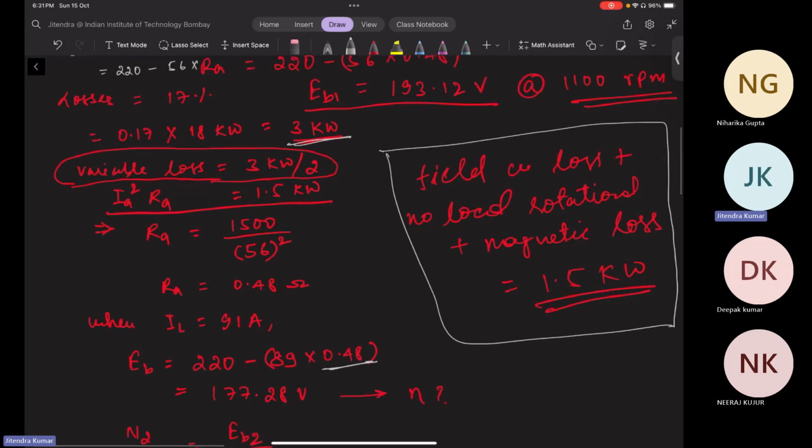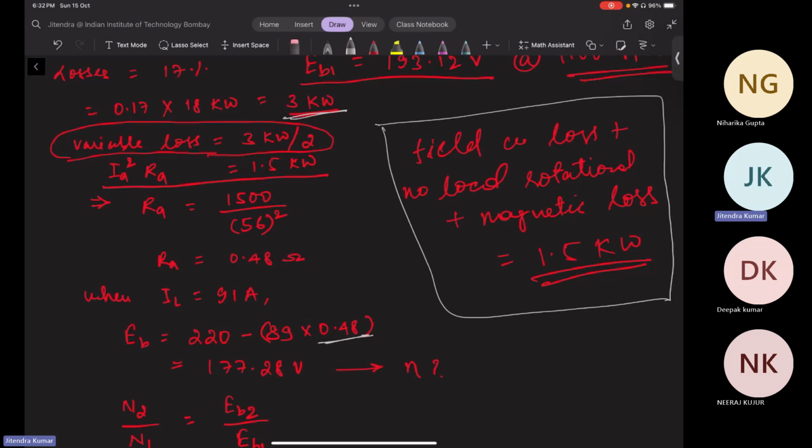Now we will straight away see what we do. Okay, so we have these losses. Now the rest loss is 1.5 kilowatt, and based on that, we are calculating IA square RA. Okay right? So that will give RA, and that RA value is correct. Now, with this loss and plus IA square RA at 91 amps, we will add, and that will give us the total loss, right? Yes.